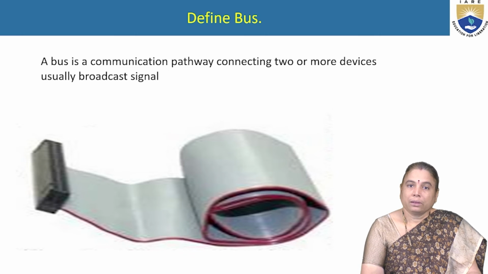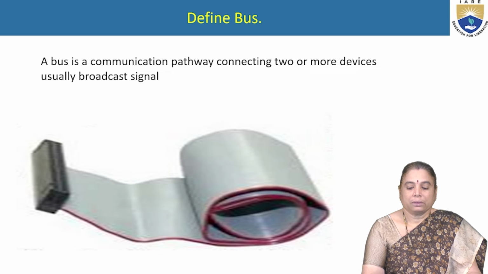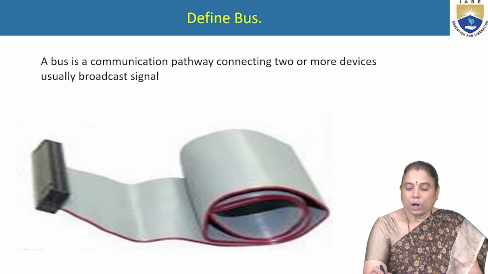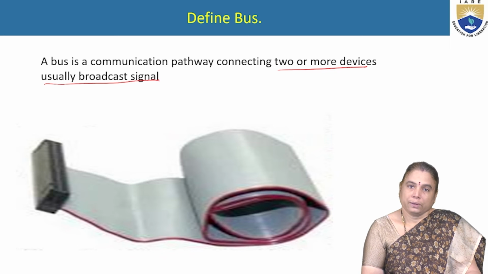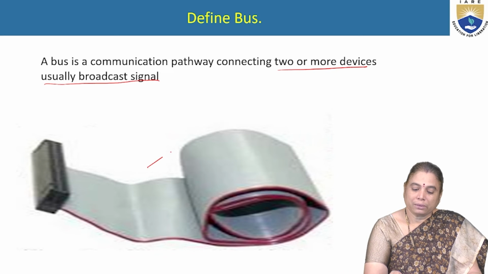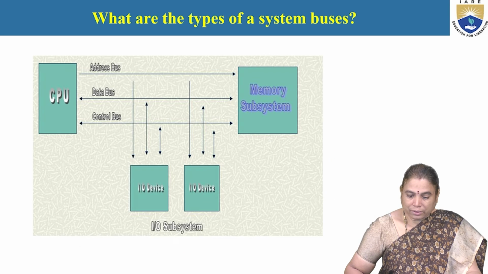Define bus. The computer bus is the major communication path between various devices that are available with the computer. So a bus is a communication pathway connecting two or more devices, usually broadcasting signals. The layout of the bus is like this. So here this can be the system bus.